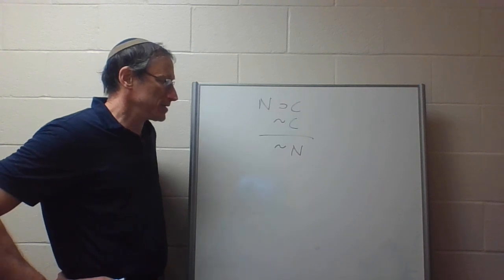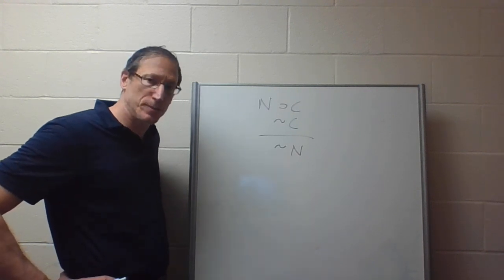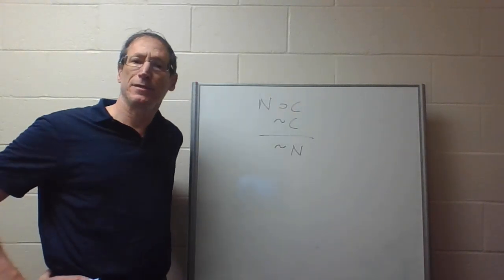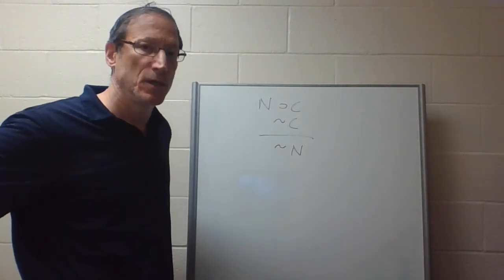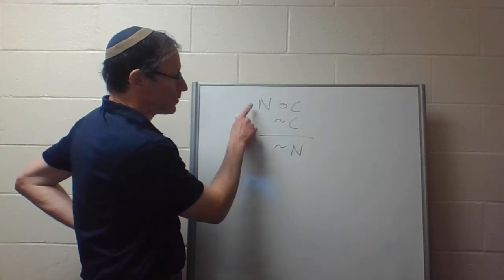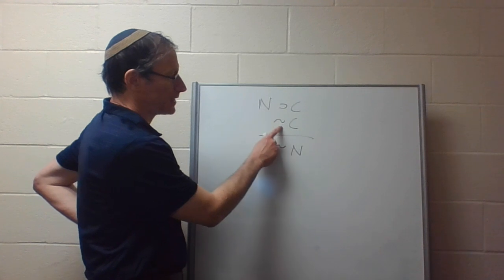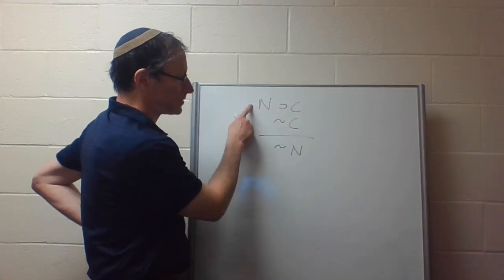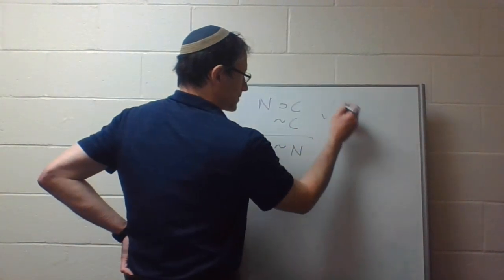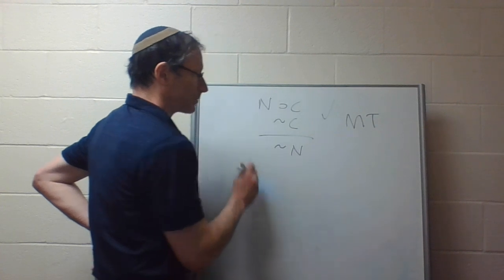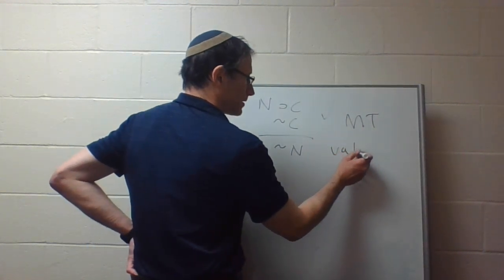Now, in this case, the answer should be pretty easy. If you remember, we talked about something called MT, or modus tollens. So indeed, this is an example of modus tollens. You have a horseshoe, you have the negation of the consequent, and you infer the negation of the antecedent. So I say, yes, this is an example of modus tollens, and the argument here is valid.